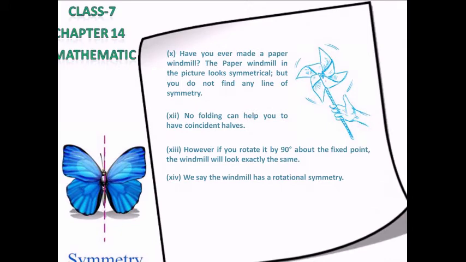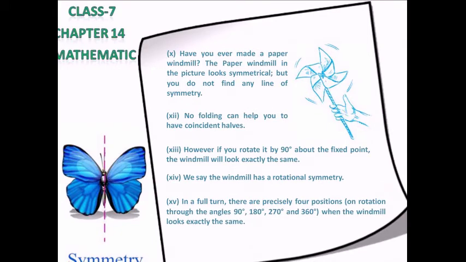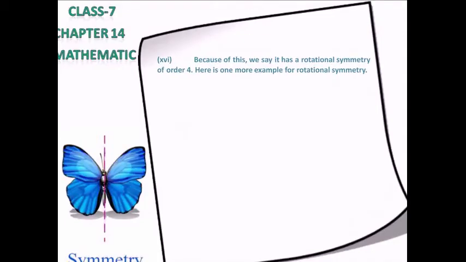We say the windmill has a rotational symmetry. In a full turn, there are precisely 4 positions on rotation through the angles 90 degrees, 180 degrees, 270 degrees and 360 degrees, when the windmill looks exactly the same. Because of this, we say it has a rotational symmetry of order 4. Here is one more example for rotational symmetry.